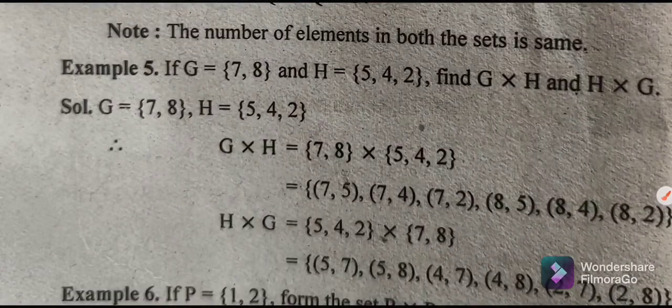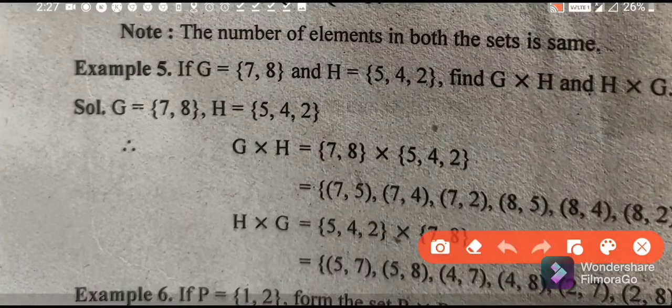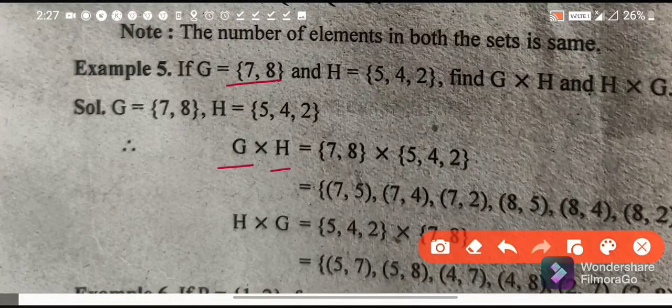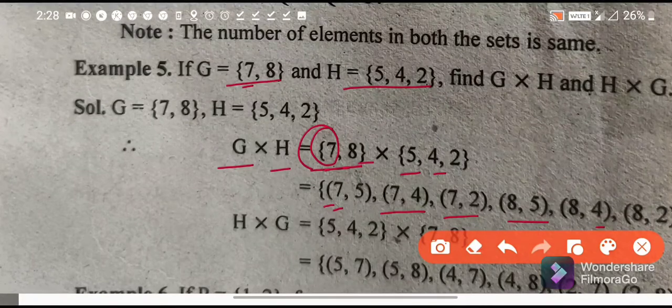Next, if G is equal to {7, 8} and H is equal to {5, 4, 2}, find G cross H and H cross G. G cross H, G is equal to {7, 8} and H is equal to {5, 4, 2}. Take the first element 7: (7, 5), (7, 4), (7, 2). Next 8: (8, 5), (8, 4) and (8, 2). Similarly solve for H cross G.